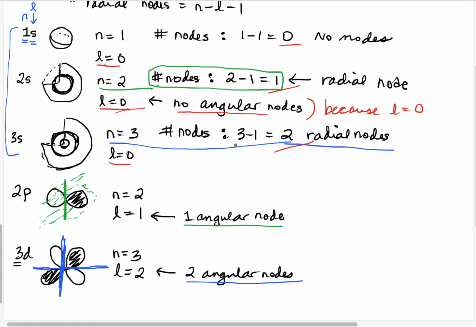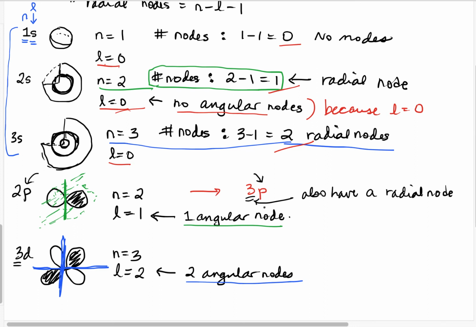So let's take a look at what we would think would change if we go from this 2p orbital to a 3p orbital. Is the angular node going to change? No, because we still have the same L value. These are both p orbitals, and so L is going to be 1. We're always going to have one angular node for a p orbital. But if we go to 3p, that means our n value increases, so we also would have a radial node.